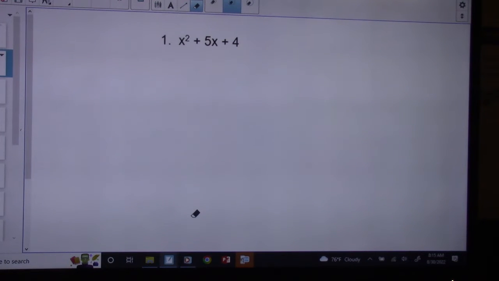What I want you to do is just work on this right here, just do what you can. So this is going to be sort of a baseline test to see what you know for this.